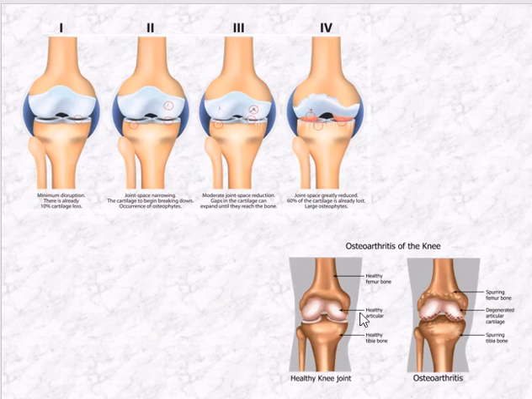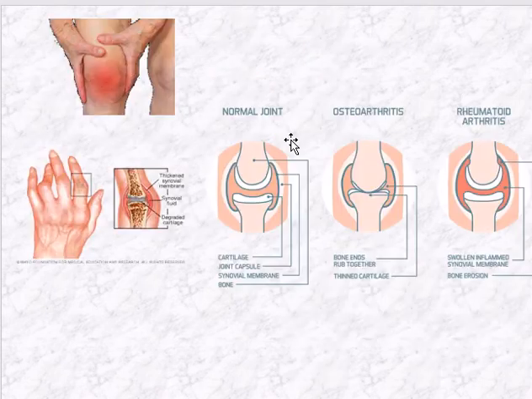This is a healthy knee joint structure, and this is osteoarthritis. Look at this picture. Basically, this is a normal joint, this is osteoarthritis where there is joint space narrowing, and this is rheumatoid arthritis, basically a swollen, inflamed synovial membrane with bony erosions.